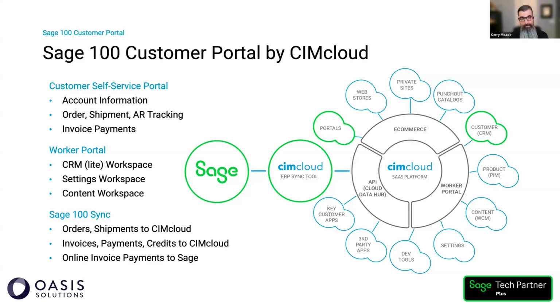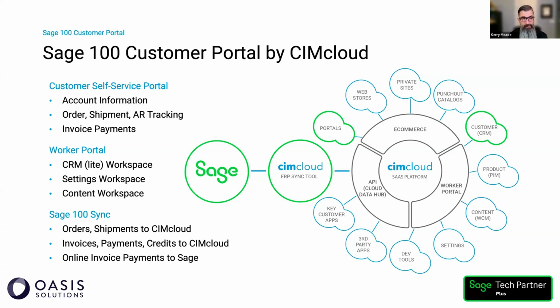So the key components are Sage 100. So if you're here today, check. Then we use our CIMcloud ERP sync tool. This tool resides in the cloud. It can sync with your Sage instance, whether it's on-prem or in the cloud. And that connects it out to our CIMcloud SaaS platform. So our online platform, of which, again, we'll be talking about the two little green clouds you see there, which is a subset of the customer self-service portal and then that worker portal, tools for your customers.